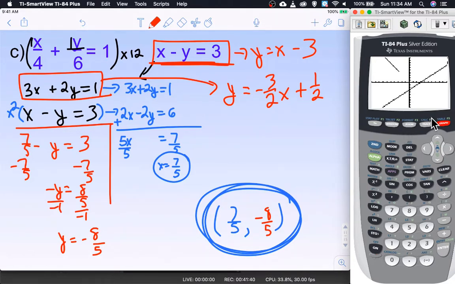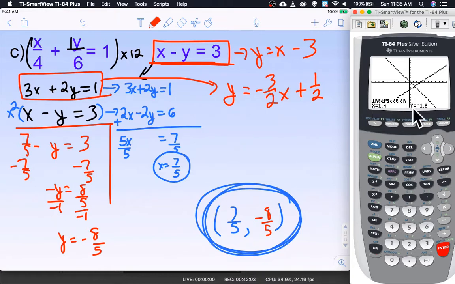Then I do second, calculate the intersection. I move my cursor close to the center, and now first curve, yep. Second curve, yep. Guess around this area. It's already kind of close to the intersection, and it gives me that.